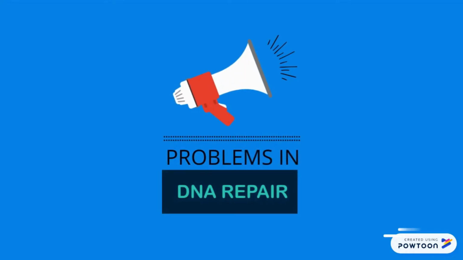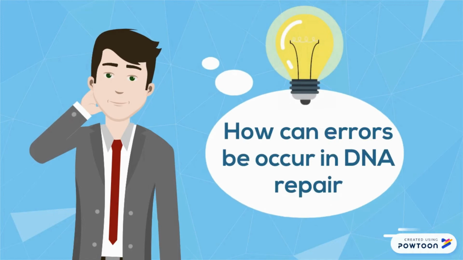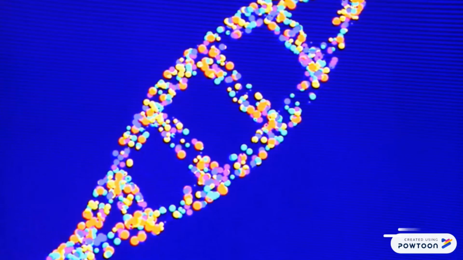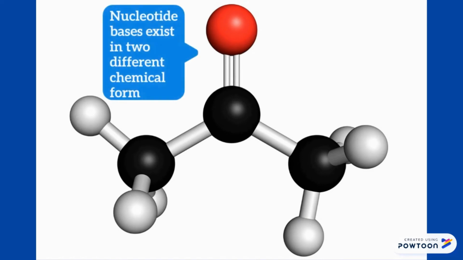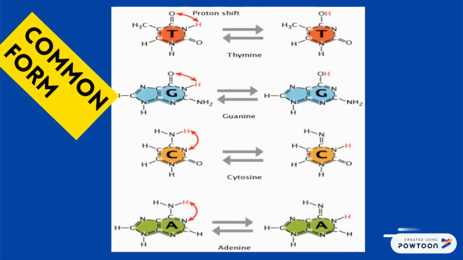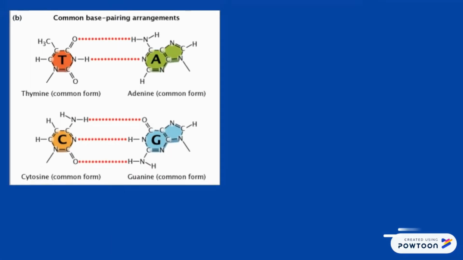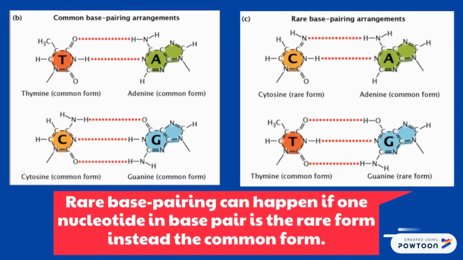Problems in DNA repair. How can errors occur in DNA repair? Error is a natural part of DNA repair. Nucleotide bases exist in two different chemical forms: one is the common form and the other is the rare form. Rare base pairing can happen if one nucleotide in a base pair is in the rare form instead of the common form.